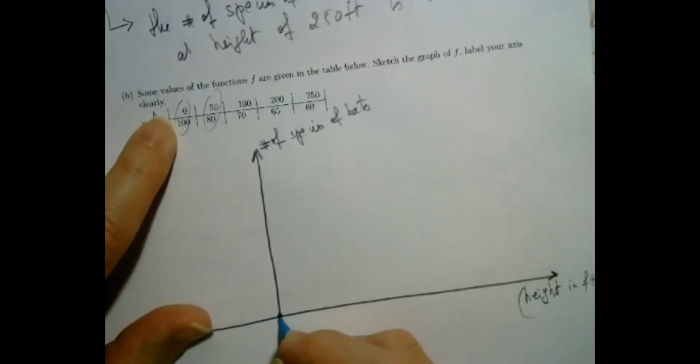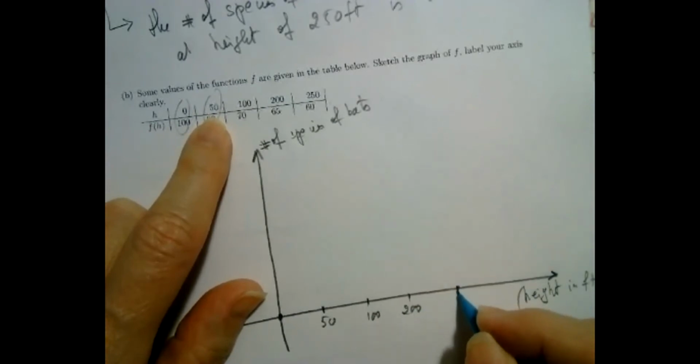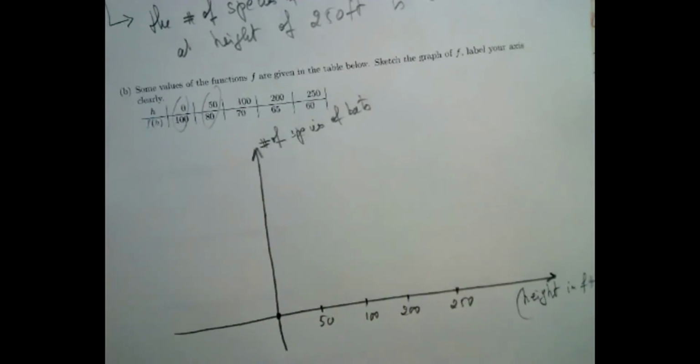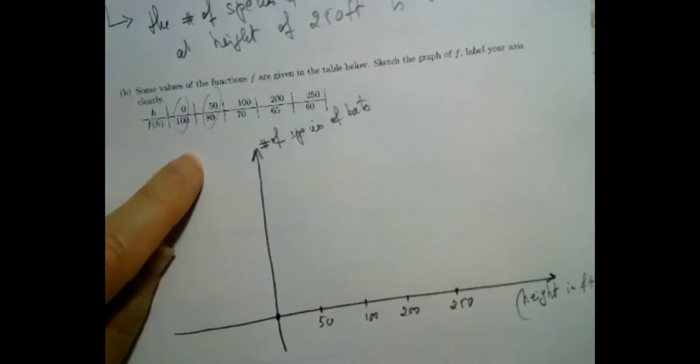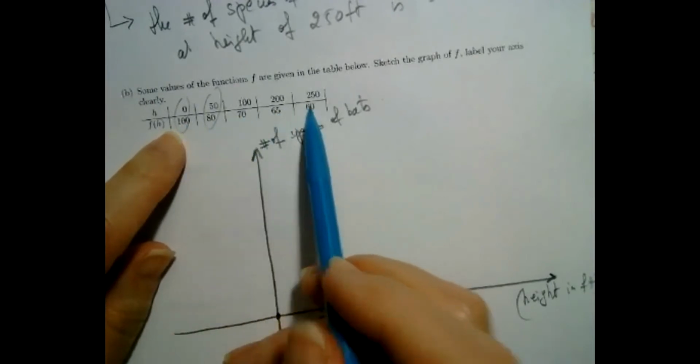So we're going to scale them down, and we're going to do it as a correct scale. So that's a 50 here, 100, that's the height, a height, and a height. So those are 50, 50, we're fine. Now, okay, the outputs are 100, 80, 70, 65, 60.